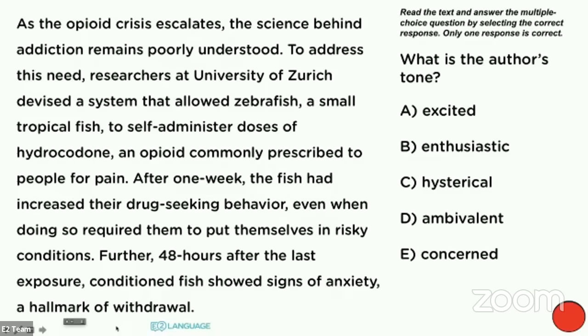It says, as the opioid crisis escalates, the science behind addiction remains poorly understood. To address this need, researchers at University of Zurich devised a system that allowed zebrafish, a small tropical fish, to self-administer doses of hydrocodone, an opioid commonly prescribed to people for pain. After 1 week, the fish had increased their drug-seeking behavior, even when doing so required them to put themselves in risky conditions. Further, 48 hours after the last exposure, conditioned fish showed signs of anxiety, a hallmark of withdrawal.